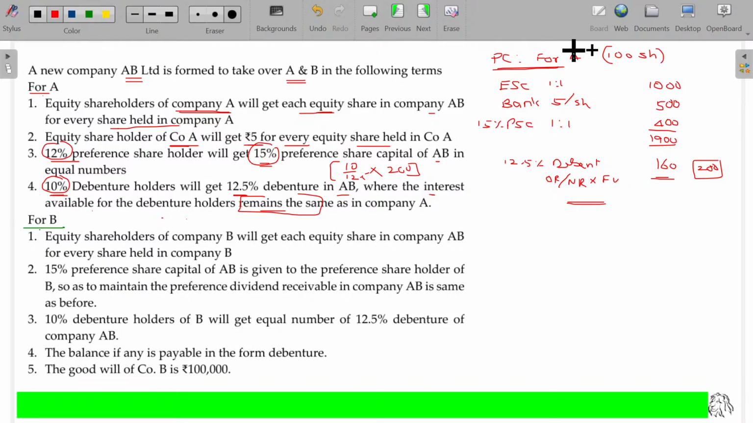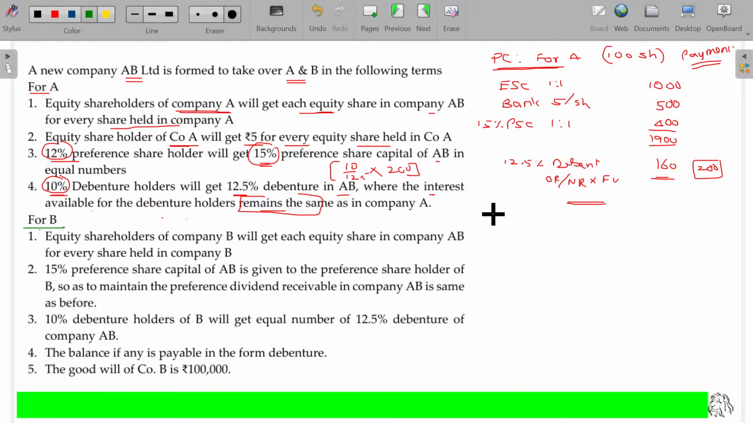Now let's go for B. So what method have we followed? Payment method is followed. So equity shareholders are very happy. If you are giving one share in your company, 5 rupees for every share, I am very happy to give my shares. Preference shareholders are also very happy. If you are giving 15% preference shares in equal number, I am very happy. Debenture holders are third parties, not owners of the business, right?